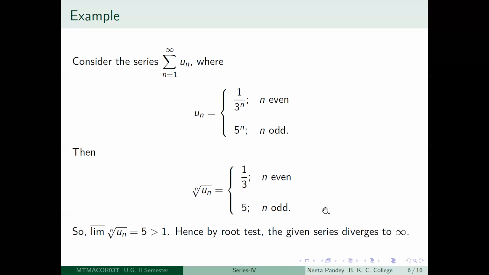So here, the limit as n tends to infinity of the nth root of un will not exist. What exists is the lim sup of the nth root of un, which is equal to 5. Since 5 is greater than 1, by the root test, you can say that the series diverges to infinity.